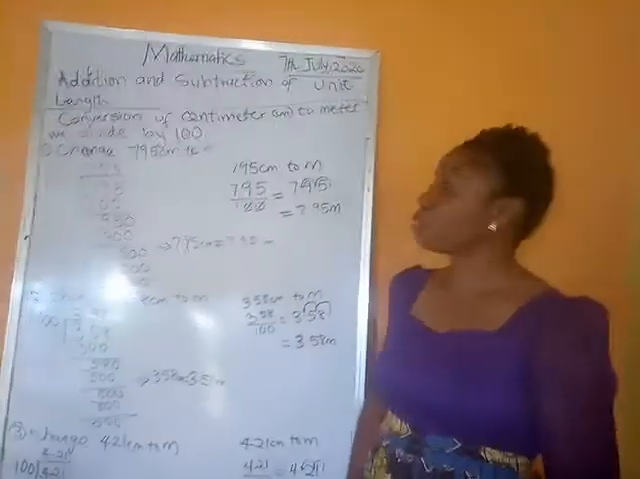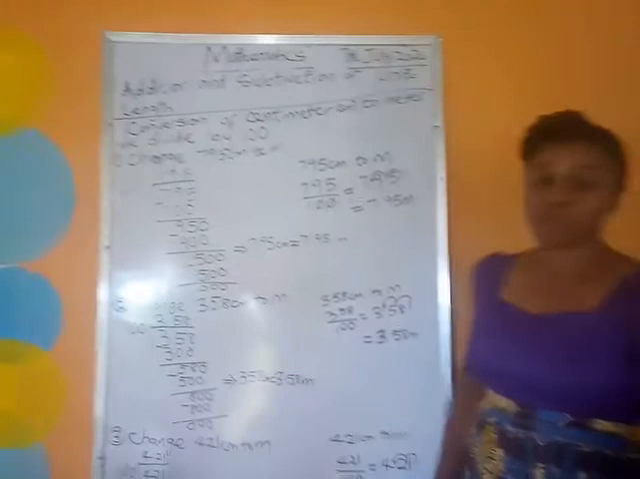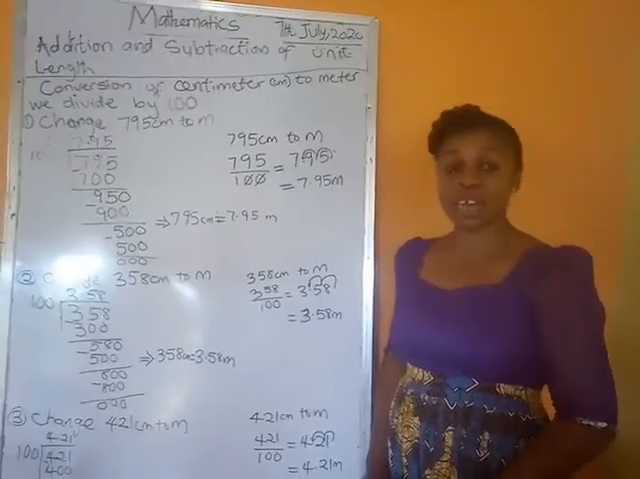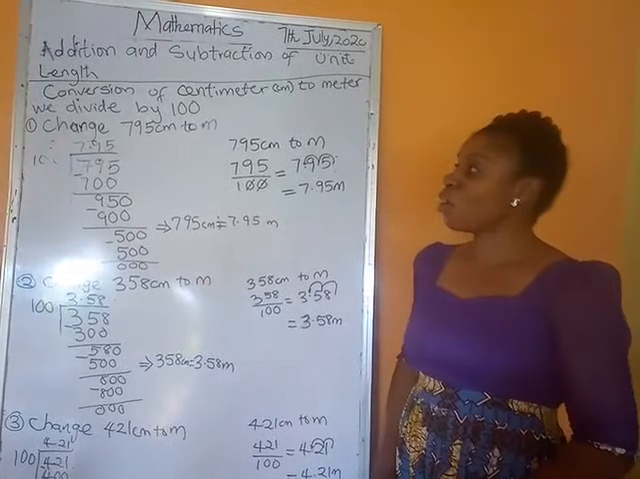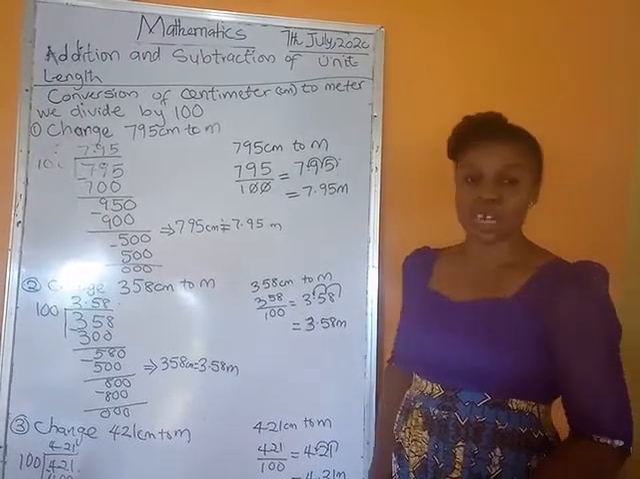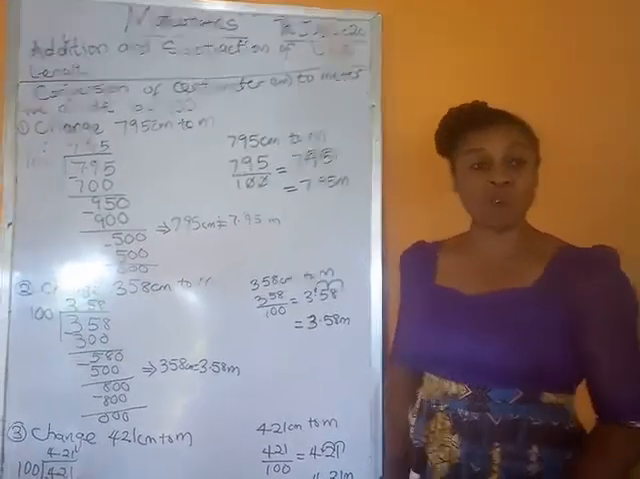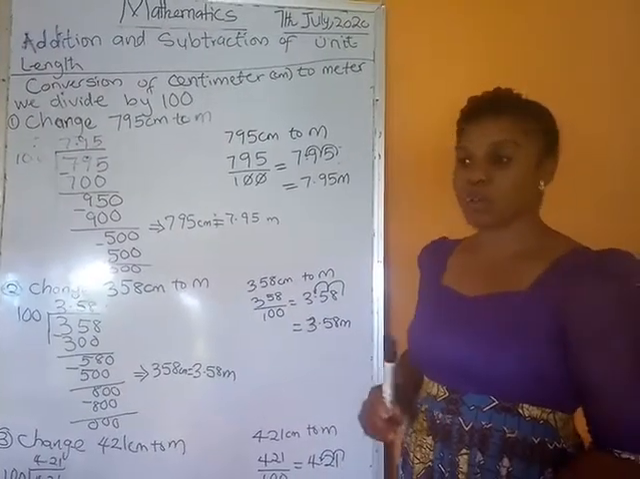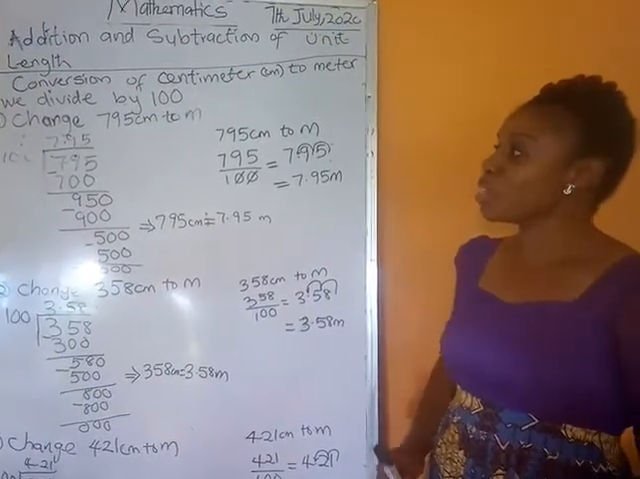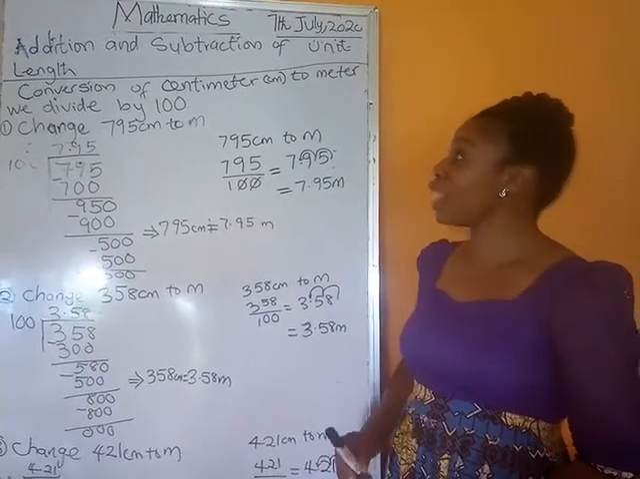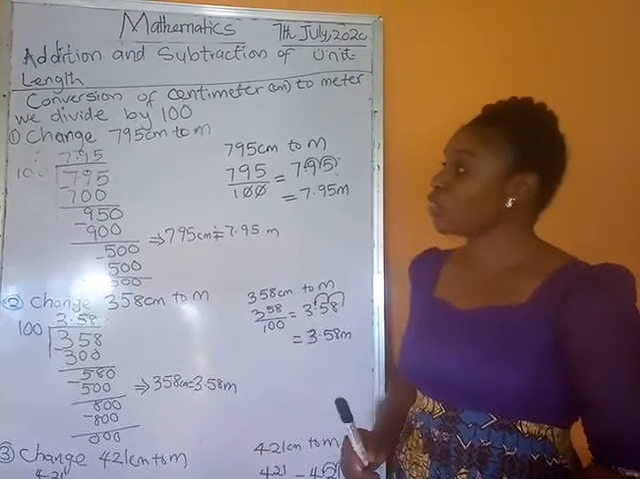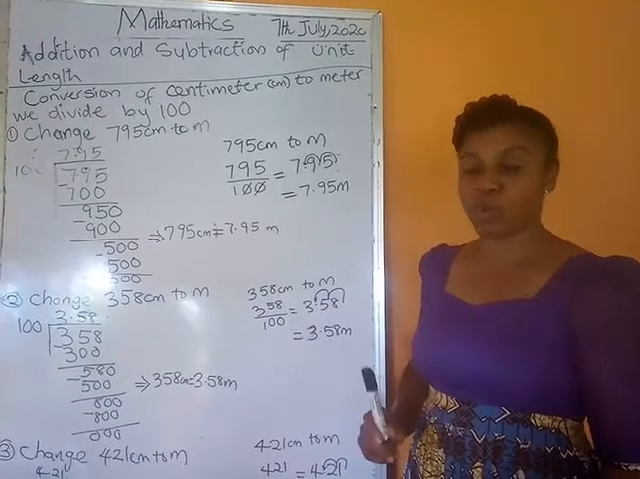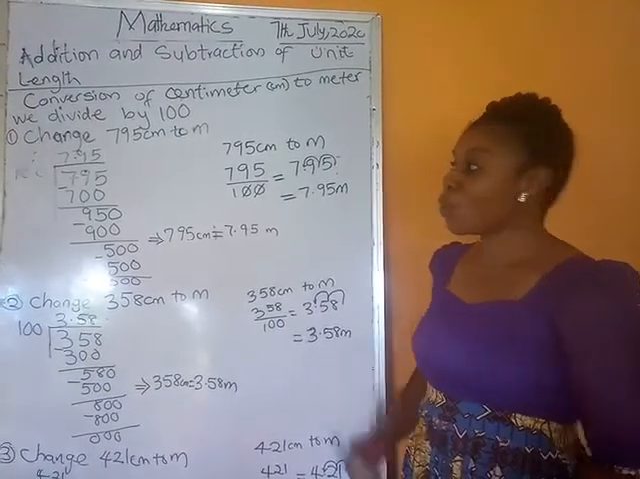We are going to be looking at mathematics today, and the topic is addition and subtraction of unit length. In our previous class, we were taught the conversion of meters to centimeters, and we were told to convert meters to centimeters, we multiply by 100. In today's class, we'll be seeing the conversion of centimeter to meter, and converting centimeter to meter, we divide by 100. We divide by 100.